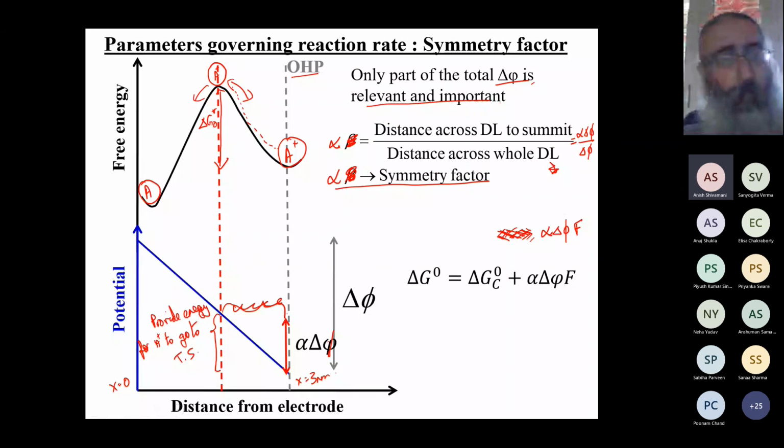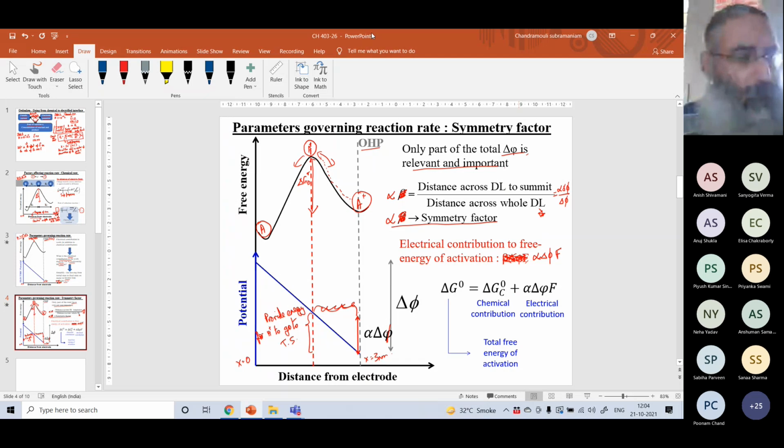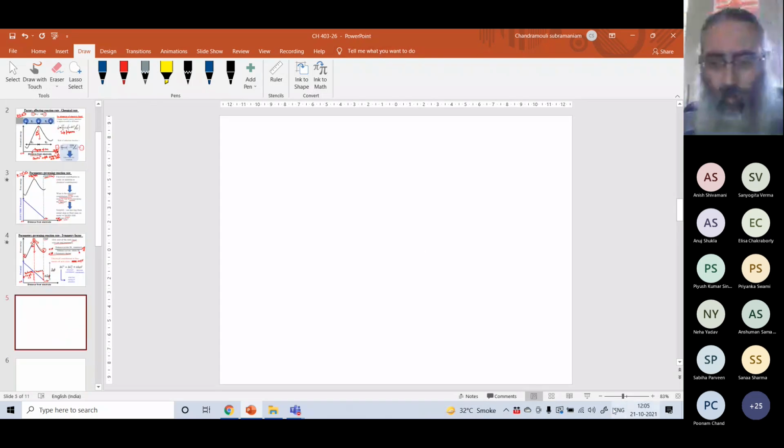Could you explain what exactly the distance across the double layer to the summit is? And could you show what that distance is? Okay. Yeah. I'll show that. Just a minute. I already had a slide.